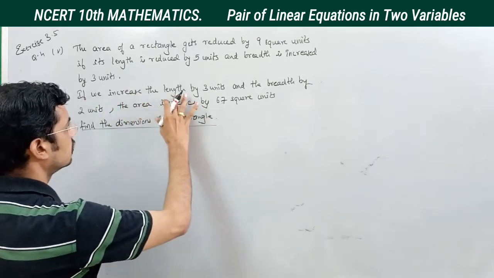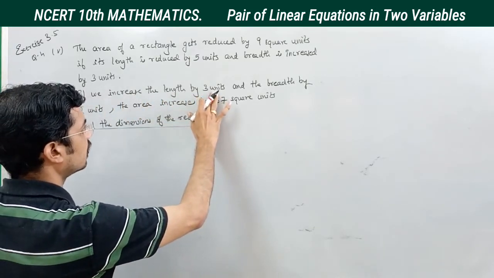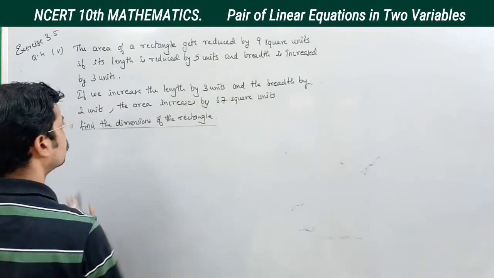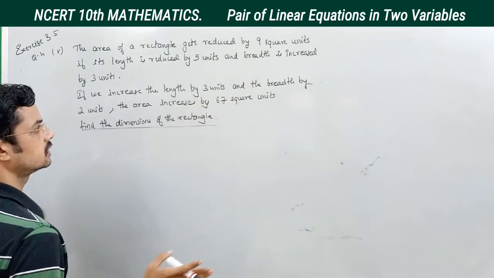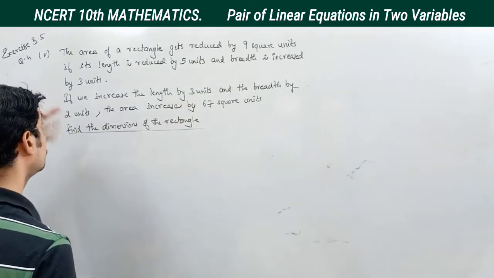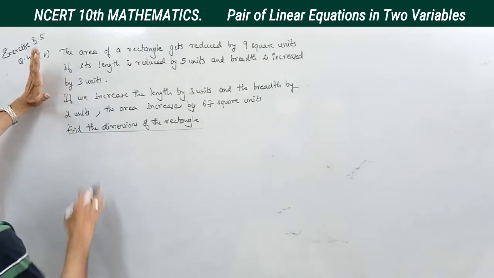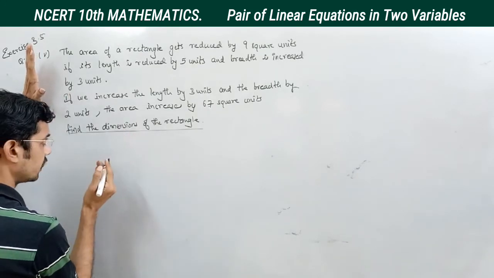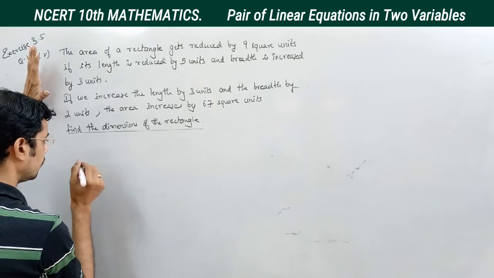If we increase the length of the rectangle by 3 units and breadth by 2 units, area increases by 67 square units. So what are we doing here? Let us assume we need to find the dimensions. What are the dimensions of a rectangle? For a rectangle we have length and breadth.